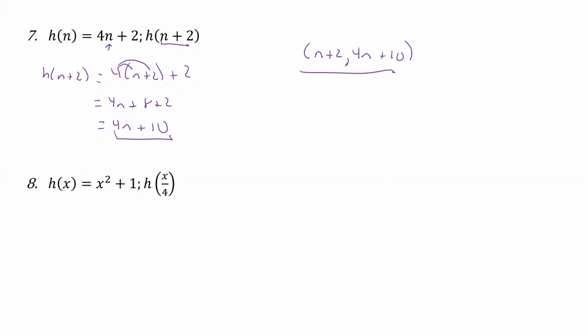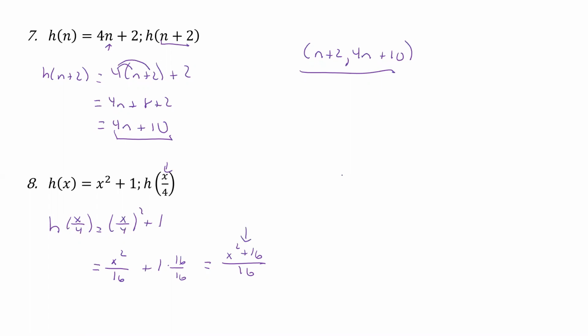All right, here we have a more complicated one, and we have a fraction we're going to plug in. So h of x over 4 equals x over 4, the quantity squared, plus 1. Well, when we square that, we have to square the numerator and the denominator. So that's x squared over 4 squared is 16 plus 1. Well, now we need to get a common denominator. So that's going to multiply by 16 over 16. And so we'll have x squared plus 16 all over 16. And so this is going to be our x.